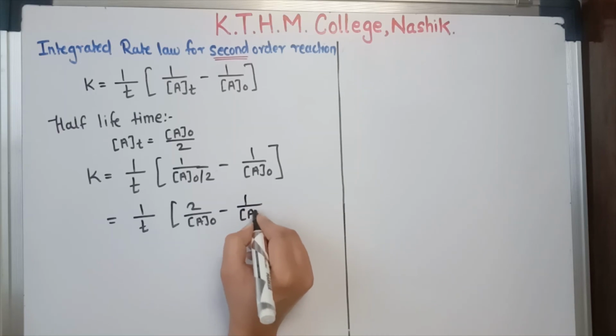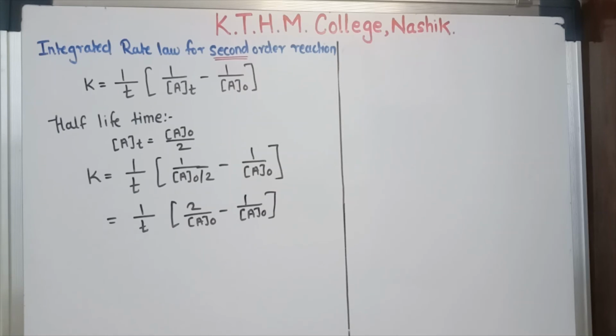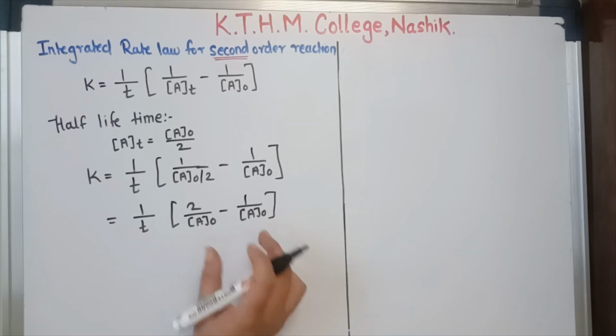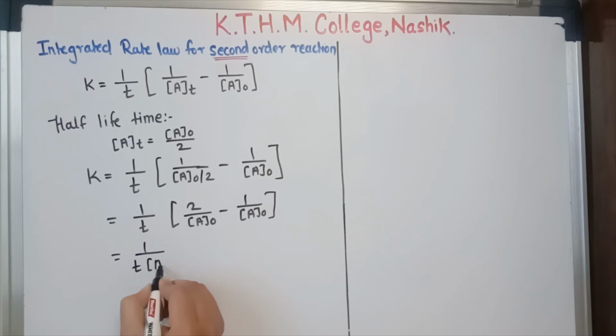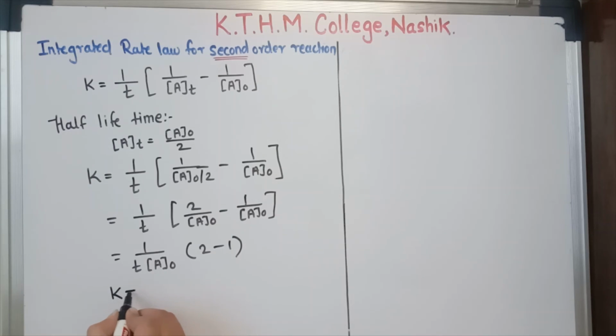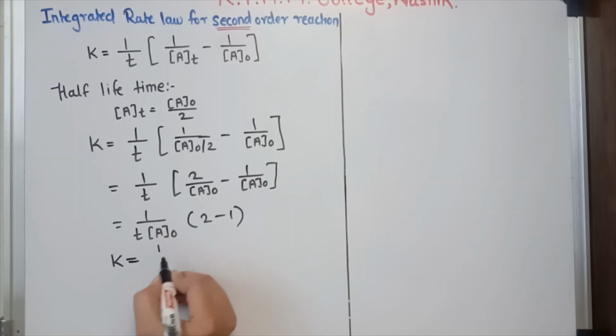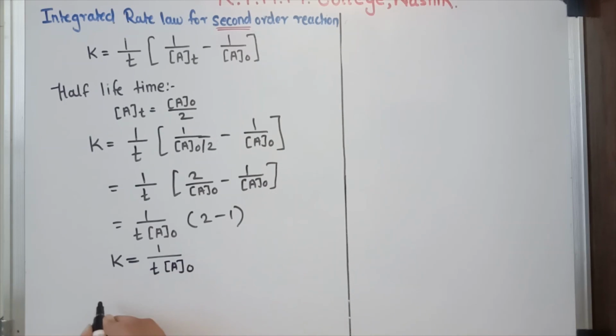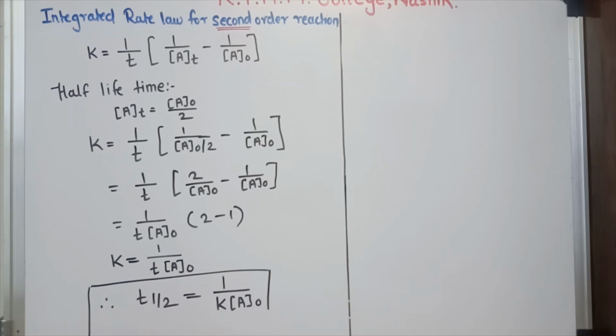So what we will do? We will take this A0 common. That is 1 upon t A0. In the bracket remains 2 minus 1. So therefore K is equal to 1 upon t into A0. So therefore t half is equal to 1 upon K into A0. So the half life time for the second order reaction depends on the initial concentration of the reactant. Okay? Is it clear to you now?